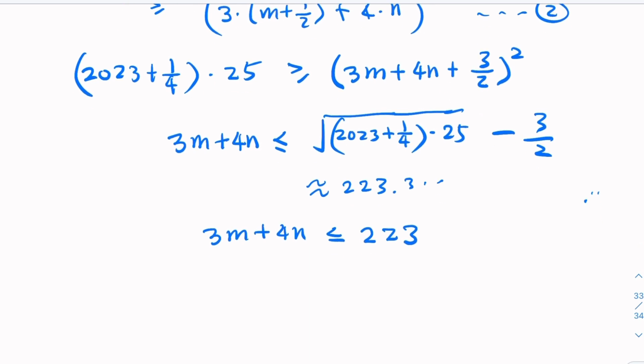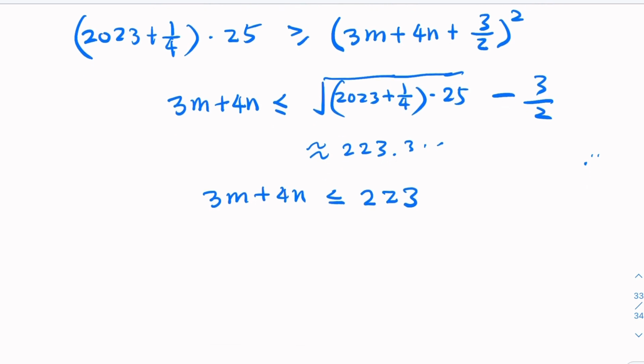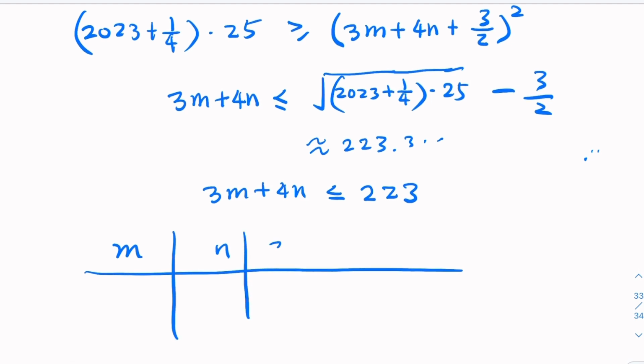So on the average, if you divide by 7, that's about 30. So you work around m and n, around number 30, right? And you want n to be slightly bigger. So let's try different values here, right? Let's try m, let's try n. And we want to maintain the 3m plus 4n equal 223, right?